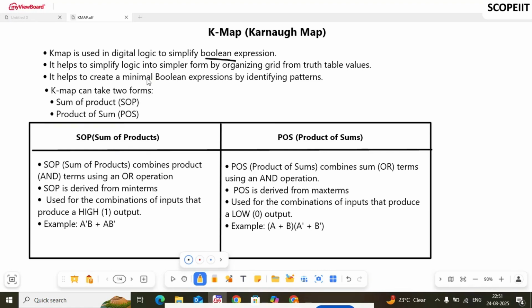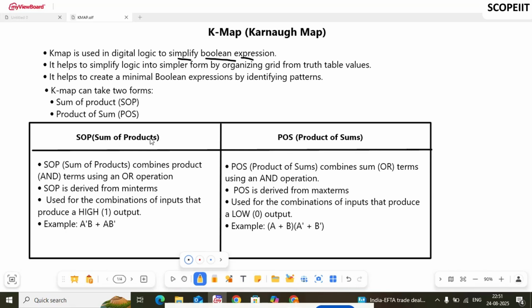Okay, so in short, if you say what do you mean by K-map? K-map is used to simplify the Boolean expression. This is the main keyword you should remember. Now, K-map we can solve using two forms. One is your SOP and another one is your POS. SOP stands for sum of product and POS stands for product of sum.